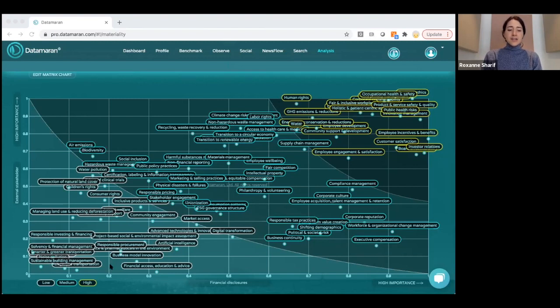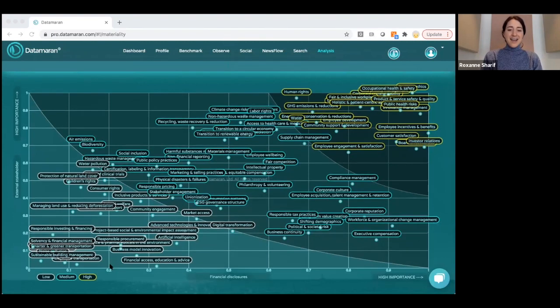So for this matrix, and to perform a double materiality analysis, I've uploaded to the horizontal axes the financial disclosures of healthcare companies globally. This is to identify which issues are perhaps financially material to a company, based on the logic that financial reports serve primarily investors. So I can see what issues, from left to right, from low to high, are perhaps likely to have an impact on the financial value of the company.